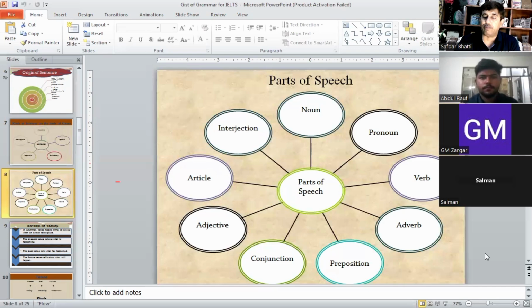Adverbs are the qualifying words. Prepositions are the relating words. Conjunctions are the joining words. Adjectives are the quality words. Articles are the demonstrative words, while the interjections are the emotional words.